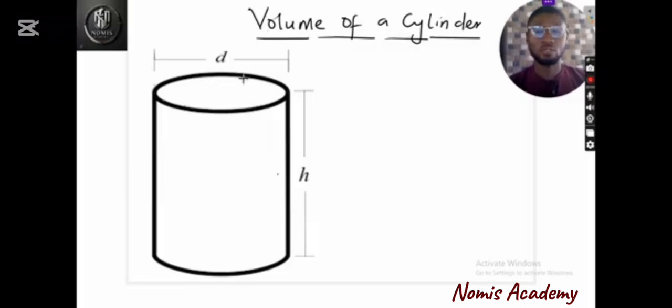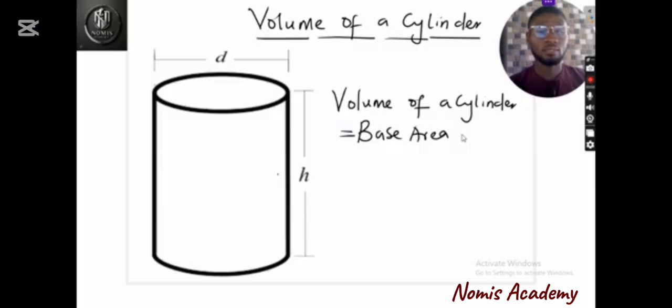Remember, this image you're seeing here is a cylinder. It's in cylinder form. So you can see, assuming this is a cup or a flask, you will need to calculate the volume of the cylindrical cup or the cylindrical flask. So what we do is to say the volume of a cylinder is given by base area multiplied by height.